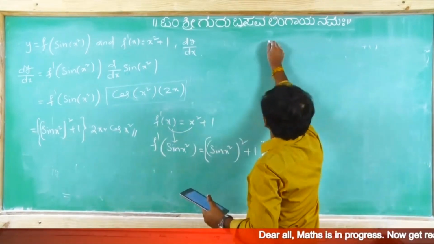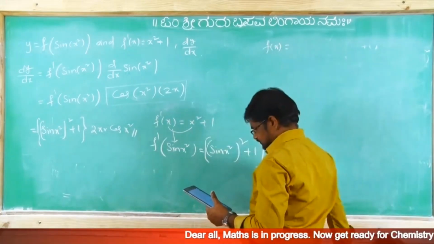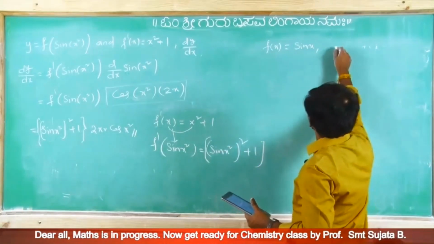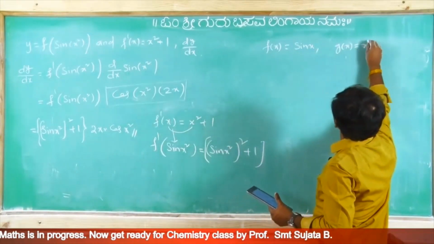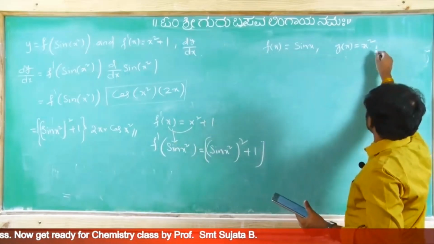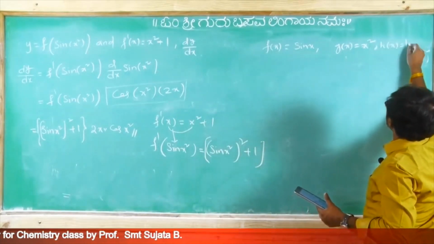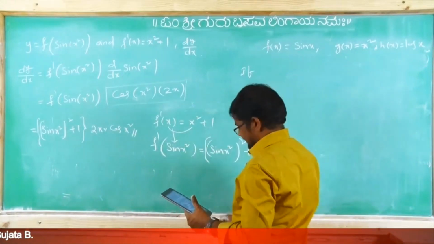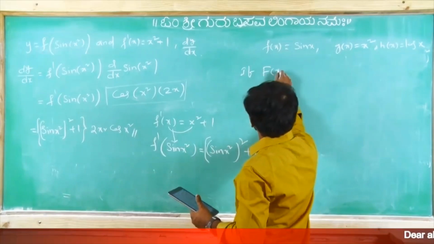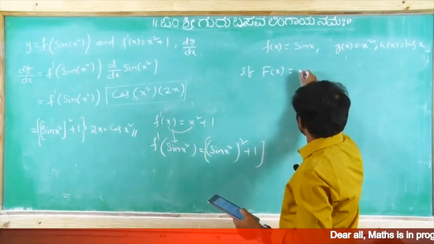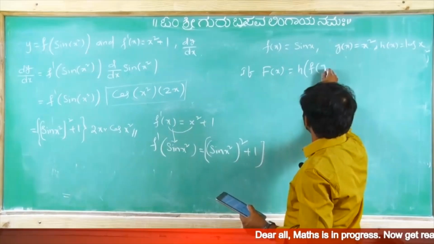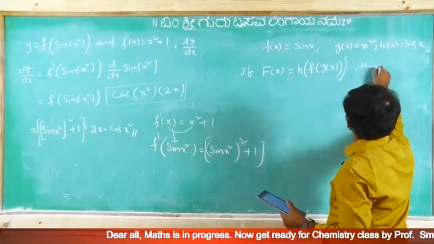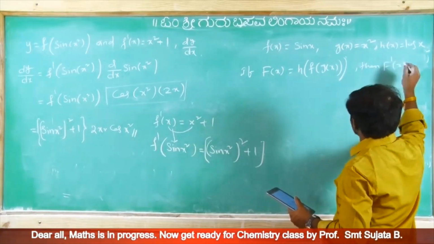Okay. f of x equal to sin x, g of x equal to x square, h of x equal to log x. If capital F of x equal to h of f of g of x, then find capital F dash of x.